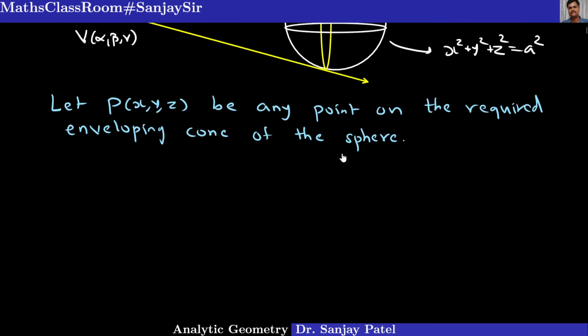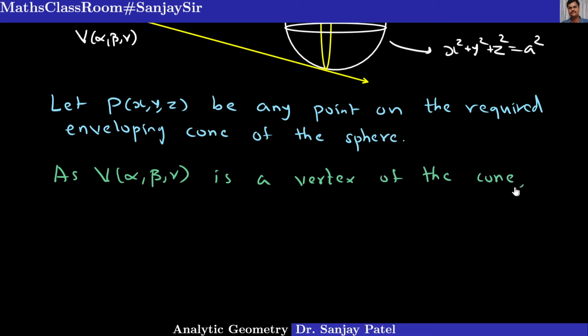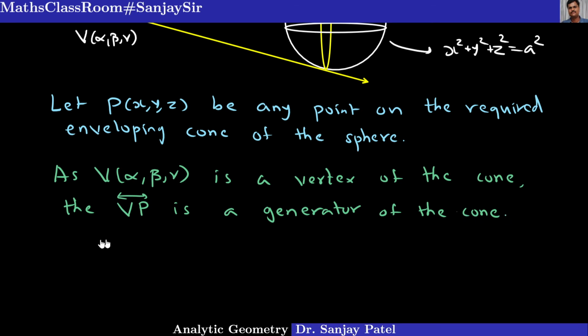Now V is a vertex that is also given to us. So V(alpha, beta, gamma) is a vertex of the cone, the line VP is a generator of the cone. Okay, and we know it is a variable line, so we must assume the direction as a variable vector.